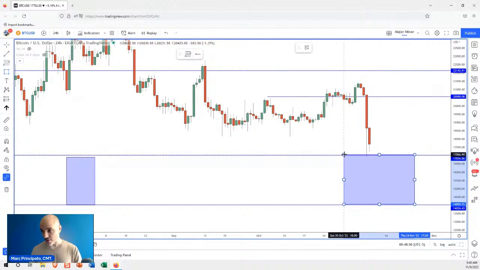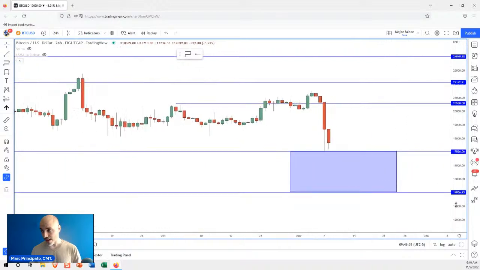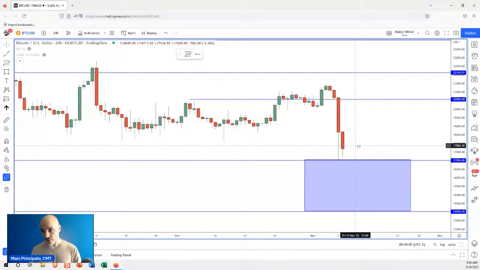It's this zone here. Now we're not in it yet, but that's 17K to 14K. That is a support zone. We actually touched the upper boundary of it, and we tried to reverse yesterday. But as you can see, no follow through.